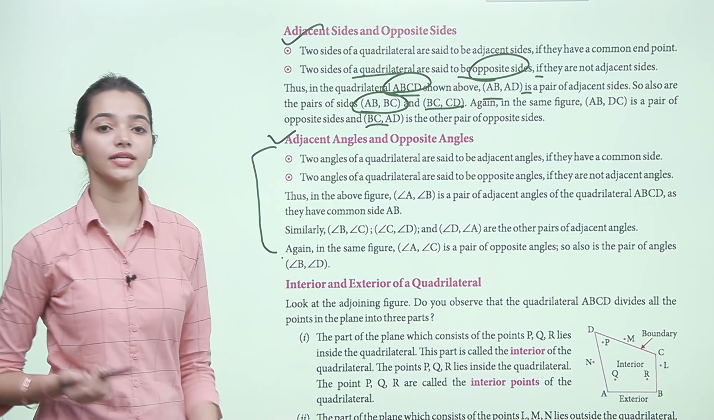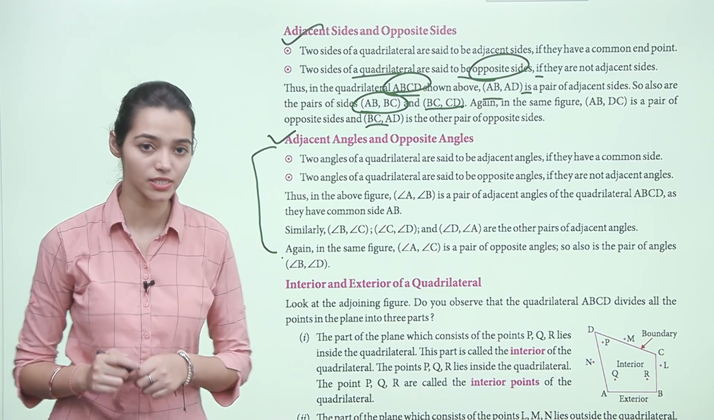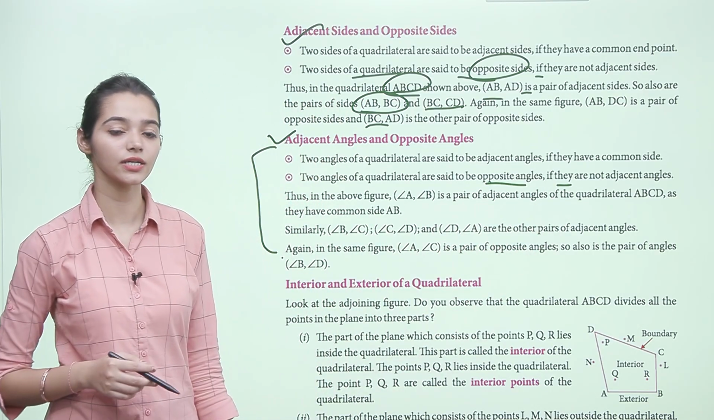Now next is our adjacent angles and opposite angles. Two angles of a quadrilateral are said to be adjacent if they have a common side. Two angles of a quadrilateral are said to be opposite angles if they are not adjacent angles.